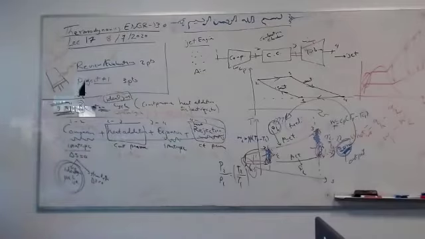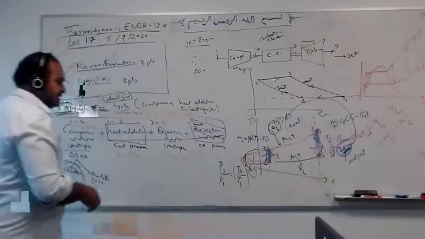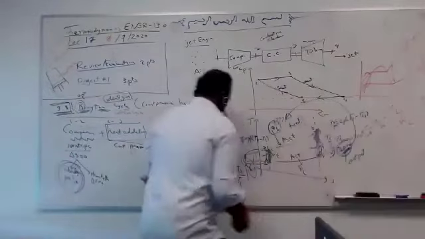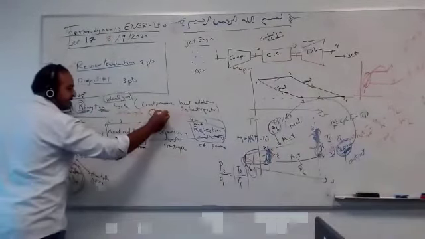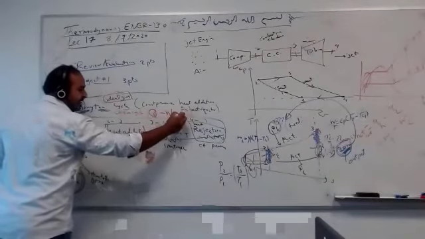Professor, could you write that in a different color? Yes, I can't see it. Sorry. So this is W, Q minus W equals delta H. Is it clear now?